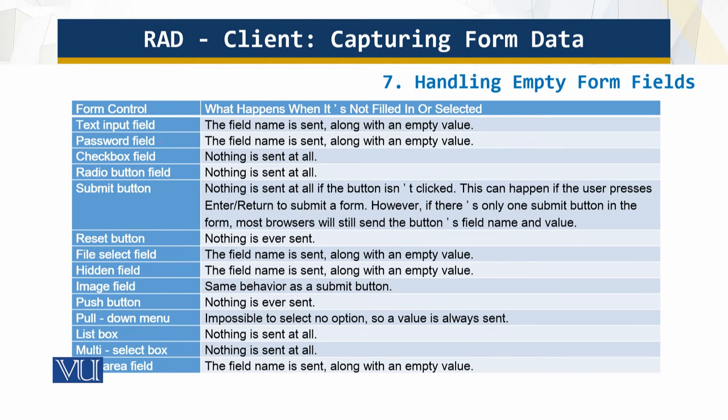If the text input field is empty, the field name is sent along with an empty value. If a checkbox is empty, nothing is sent. If a radio button is empty, nothing is sent. Reset button, nothing is ever sent, because it will set it to the default value. Hidden field, the field name is sent along with an empty value, when the hidden field was empty. List box, nothing is sent at all. Multi select box, nothing is sent at all.